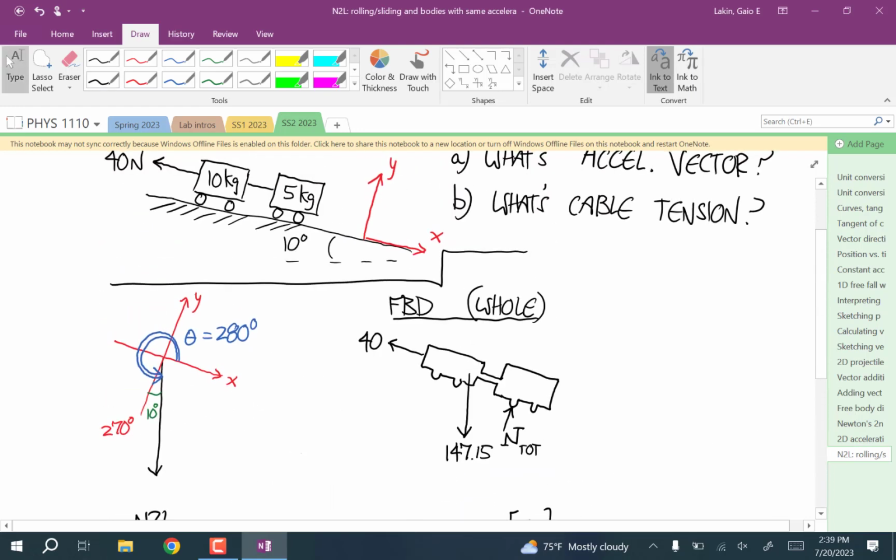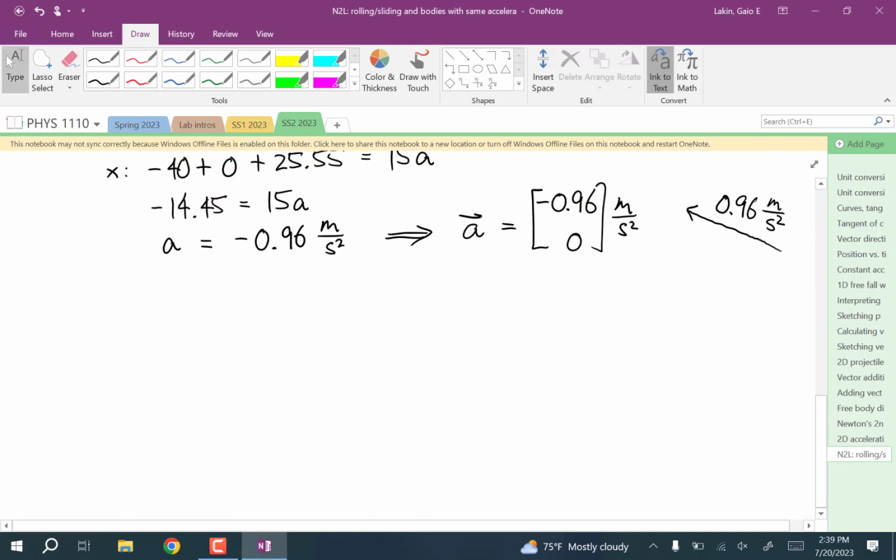So I'm going to do it that way. I'm going to isolate the 5 kilogram. We're going to calculate that cable tension that way. But if you want a little extra practice, isolate the 10 kilogram also. You need to get the same value of T that way if you did it right. Okay, so now I'm going to go free body diagram of the 5 kilogram.